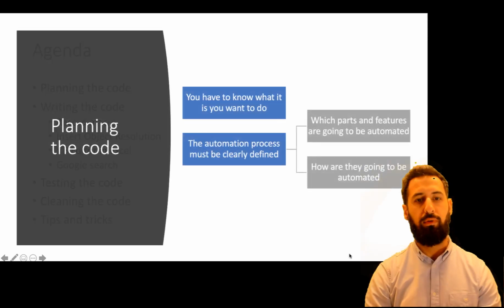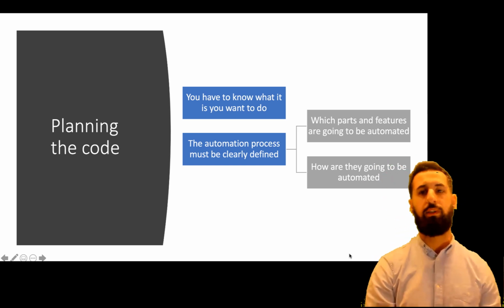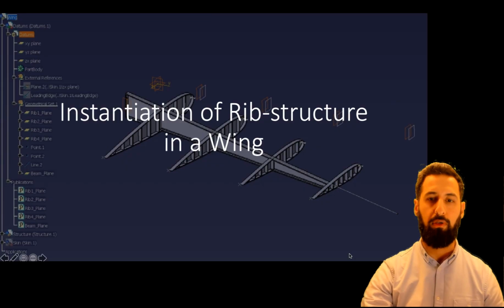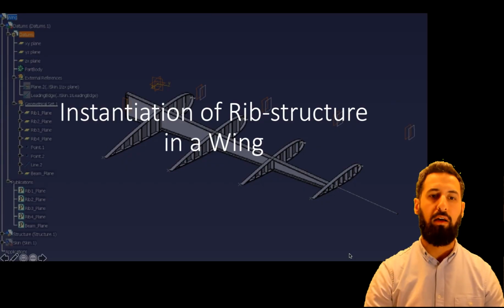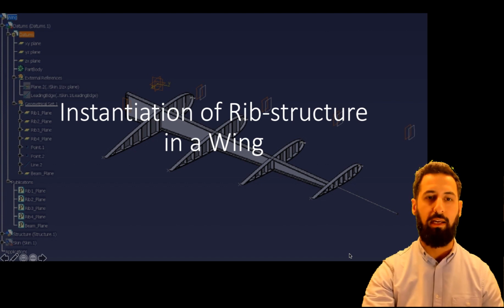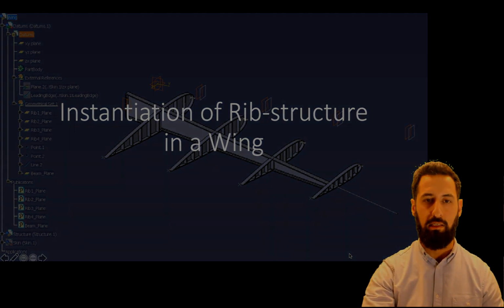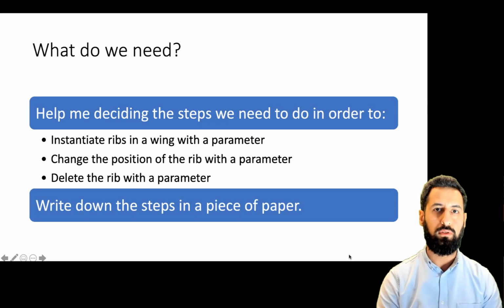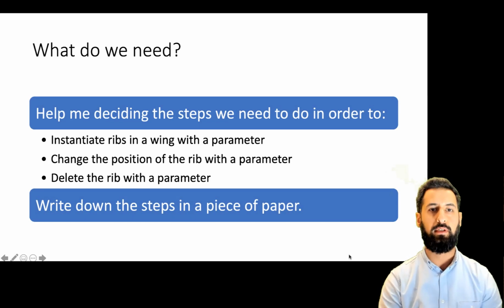The automation process must be clearly defined. Which parts and features are going to be automated? How are they going to be automated? Today, we're going to automate this process of instantiating ribs in a wing. What I would suggest is that you try to do these steps seen in this slide.